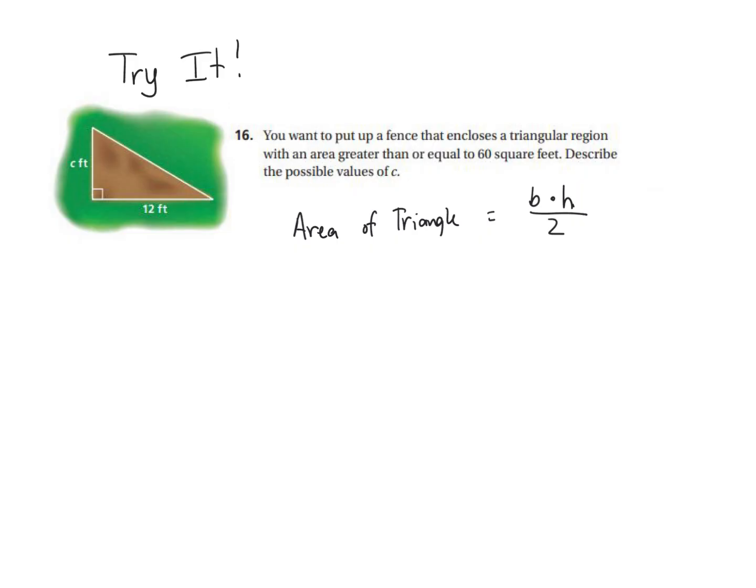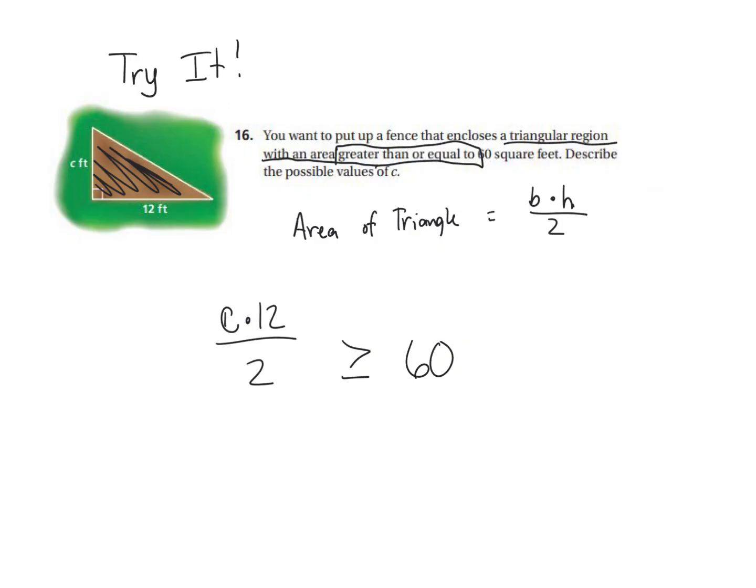Okay, so here's what we've got. I know that I have an area of a triangle that is greater than or equal to, meaning this space in here has to be more than or equal to 60 feet. Okay, so I know it's more than 60. Okay, now how do I solve for that area of the triangle? Well, it's the base times height divided by 2, except this time I see that my base is C, my height is 12, and then I'll divide it by 2.